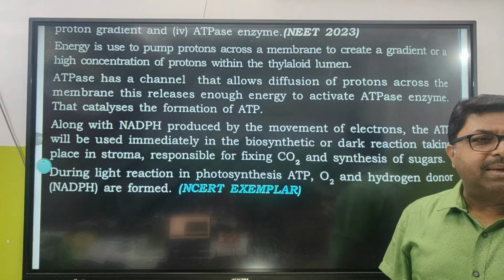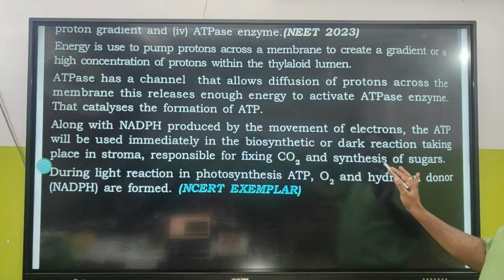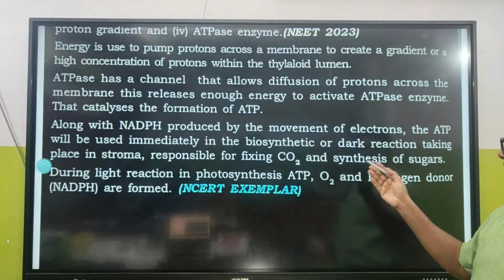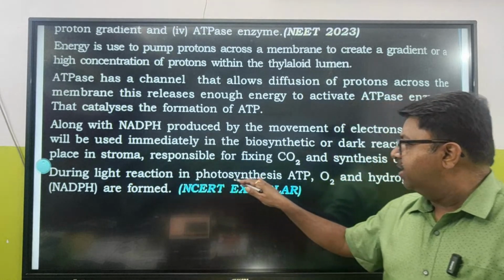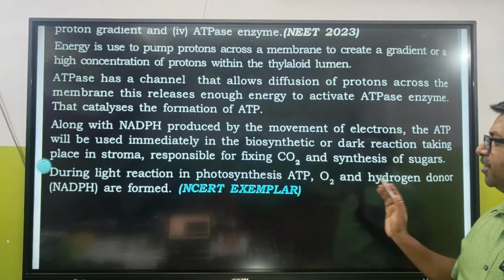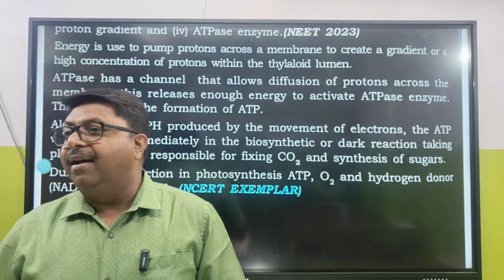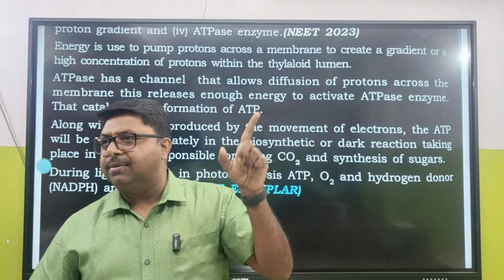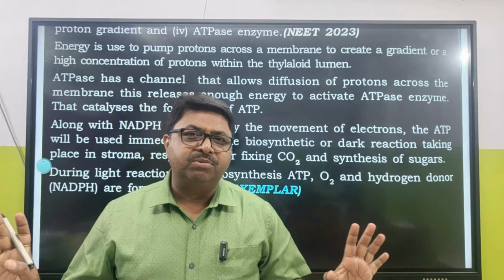The dark reaction আর নাম কী? Biosynthetic reaction. Okay? Or dark reaction, taking place in the stroma, responsible for fixing carbon dioxide and synthesis of sugar. We want to understand what is called the dark reaction. During light reaction in photosynthesis, ATP, O2 and hydrogen donor NADPH2 are formed. So what is NADPH2? It is a hydrogen donor. It donates hydrogen where? Towards the stroma or towards the lumen? বল, বুঝলাম না, কোনো অসুবিধা আছে?